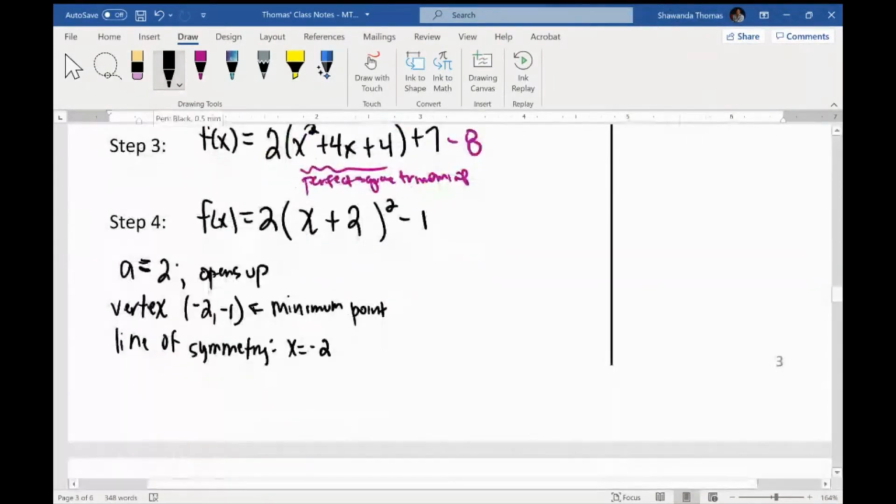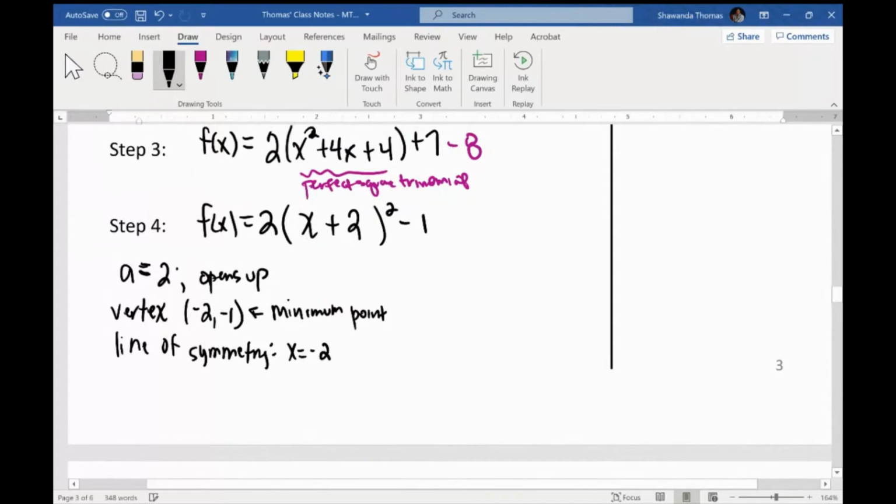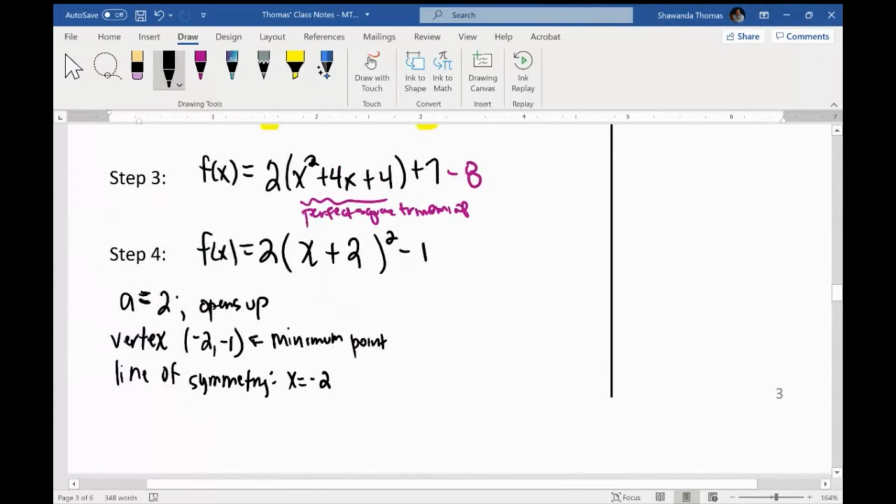All right, very good. There are some other key points that I want you all to be able to find. What are those points that I also want you to be able to identify? The x-intercept and the y-intercept. Yes, x-intercepts. How do you find the x-intercepts? You set the equation to 0.